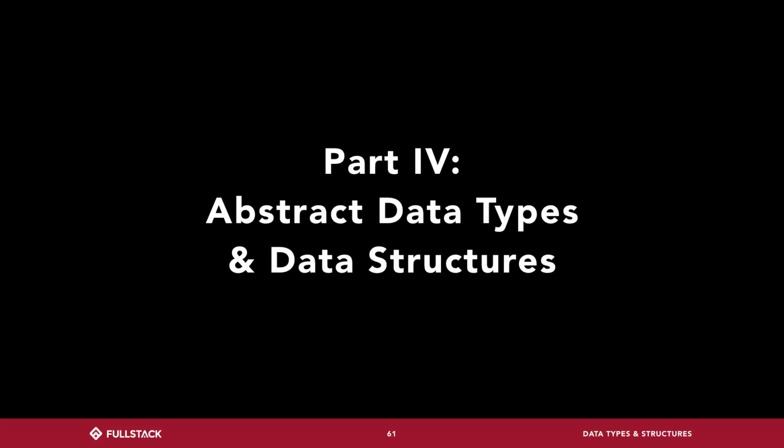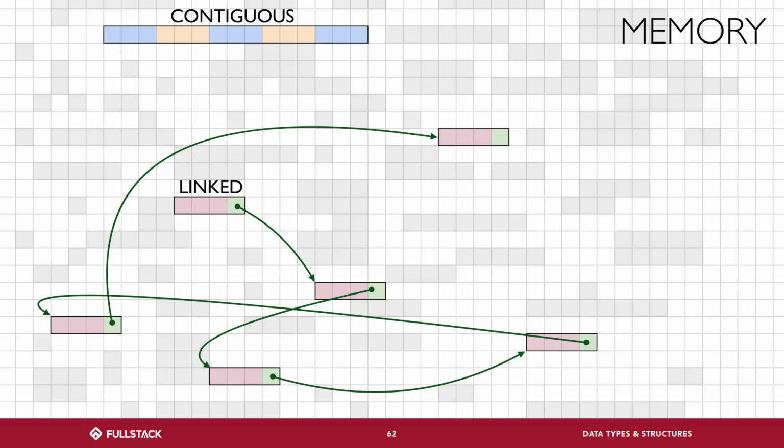All right, part 4, abstract data types and data structures. So we're going to be talking a fair amount about this right now. Something that's kind of hard to talk about with data structures in JavaScript is that when we talk about an array in JavaScript, it can be either of these things. So let's think of memory as this, here it looks like 2 dimensions, but let's just think of it as a one-dimensional array of values.